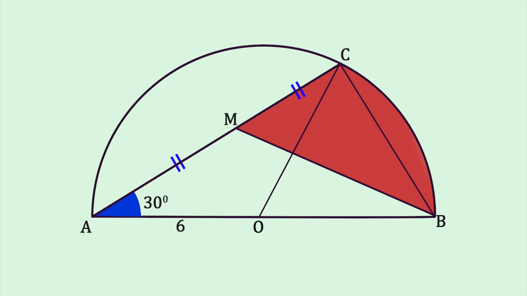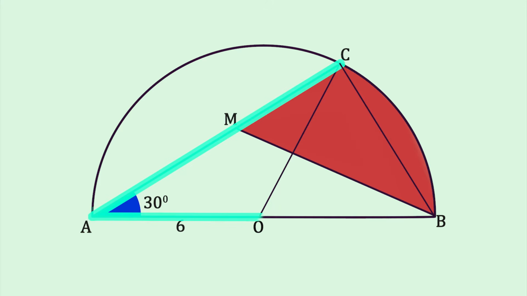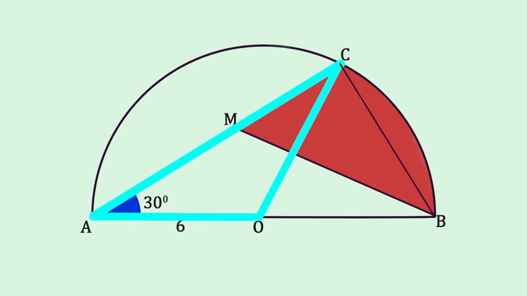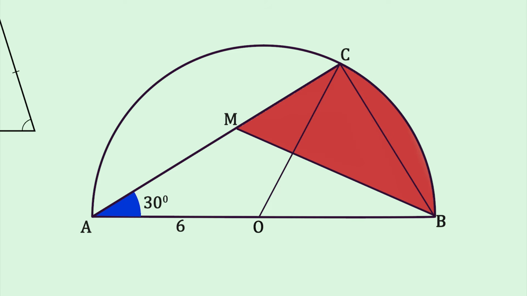Since OC is a radius, its length is 6. We are given that the angle CAO is 30 degrees. Because both OA and OC are radii of the semicircle, they are equal in length. This means that triangle AOC is an isosceles triangle. In an isosceles triangle, the angles opposite the equal sides are also equal, so angle ACO is also 30 degrees.